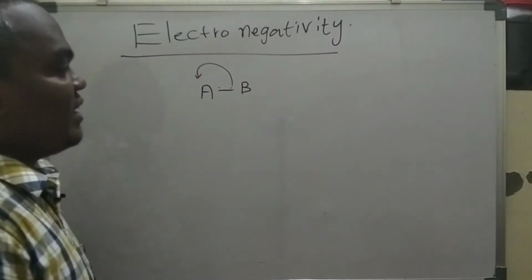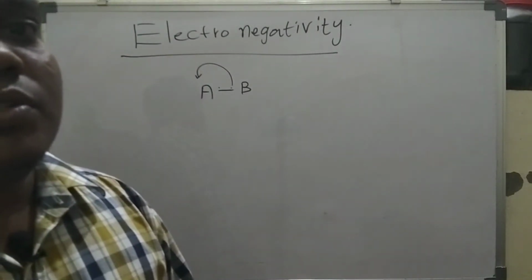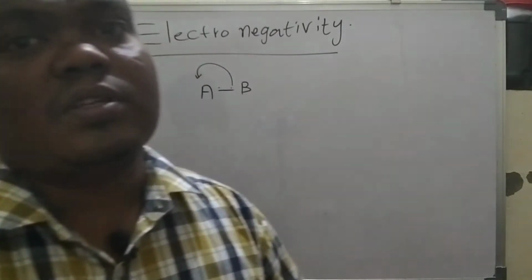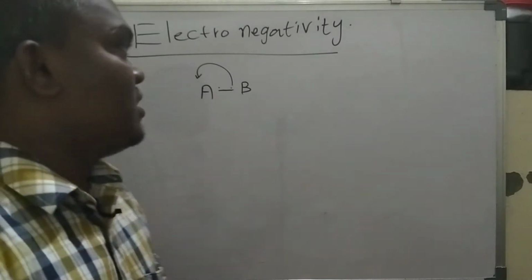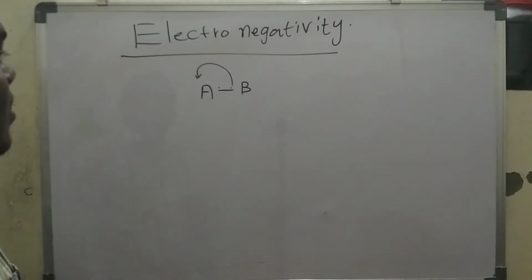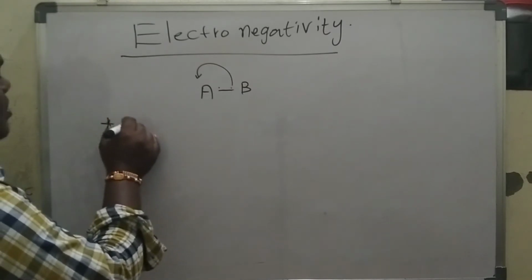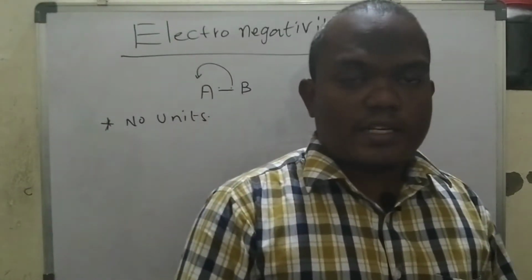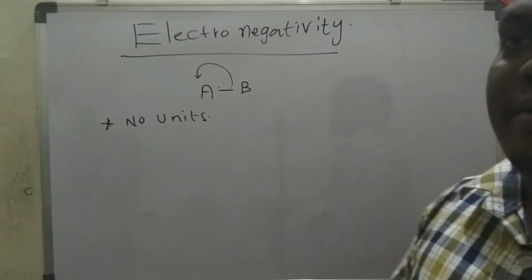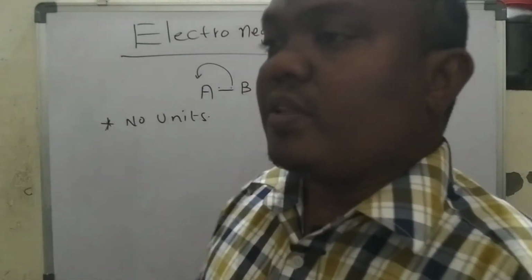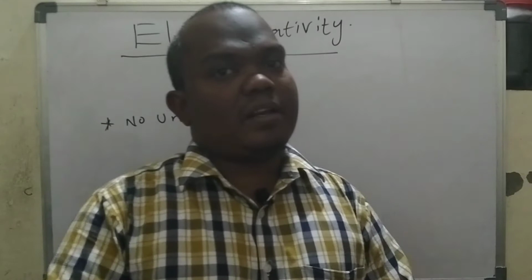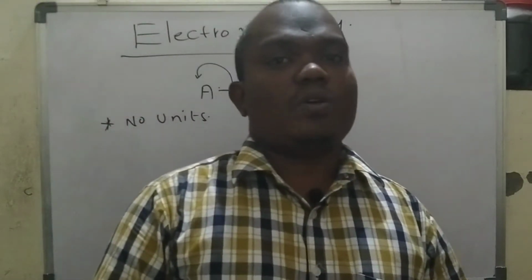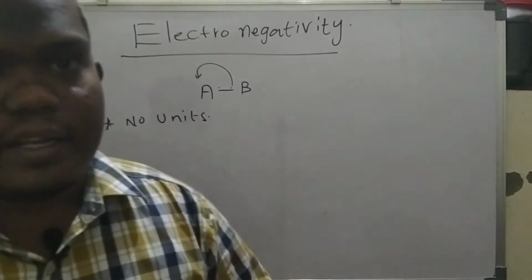So I am going to define electronegativity here: the tendency of an atom to pull the shared pair of electrons towards itself, in its own direction, in a covalent bond is called electronegativity. It does not have any units. Right? So once again, electronegativity is the tendency of an atom to pull the shared pair of electrons towards itself in a covalent bond.